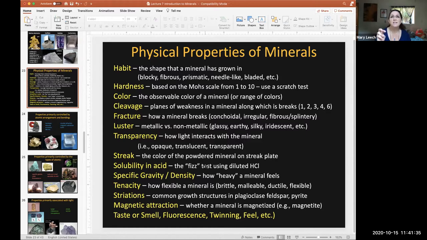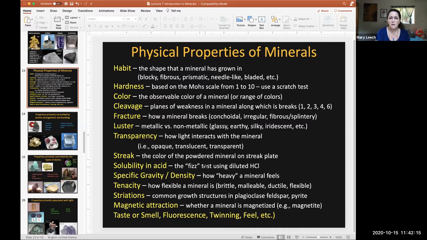Solubility in acid. So we call this the fizz test. And I ask students, did you fizz it to try that? Meaning, did you put a drop of hydrochloric acid on it? That's your little dropper bottle that you got in the box from us. If you were to pull up the calcite number 6 from your box, you could drop one drop of acid, or two is okay, it's not gonna hurt anything. But if you drop one drop of acid onto the calcite, it'll fizz and you'll see bubbles come up.